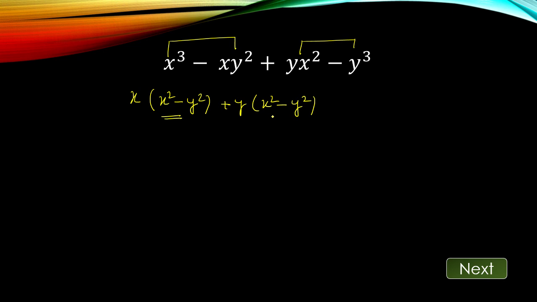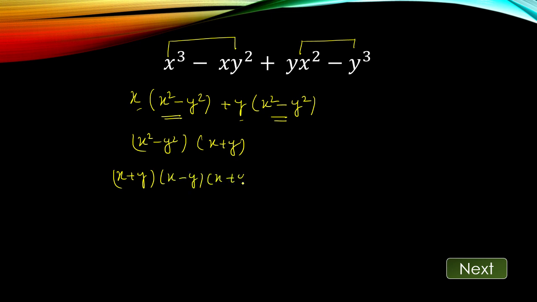So x square minus y square is common in both the terms, and we can take x square minus y square common from both. Now the remaining terms are x and y, that is x plus y. So this is the second factor. But we can further factorize x square minus y square. x plus y into x minus y are the factors of x square minus y square, and we already have x plus y. So x plus y is repeating itself, and it can be written as x plus y the whole square. Now x minus y remains as it is. So this is the first way.